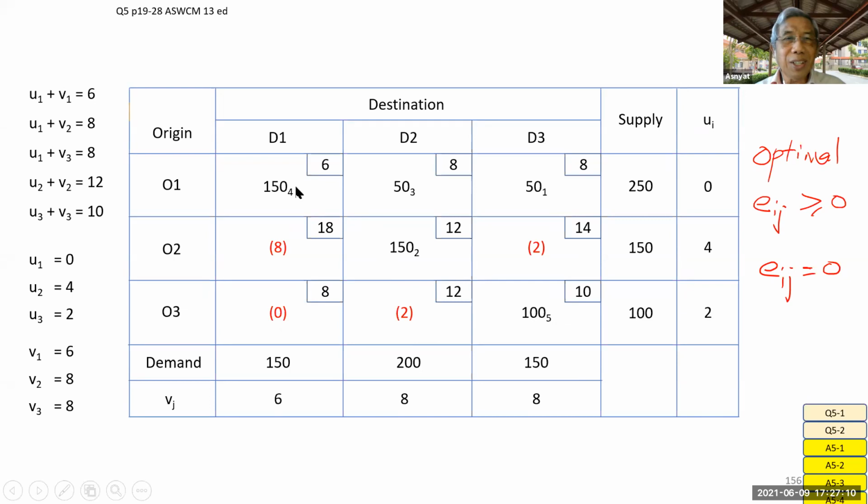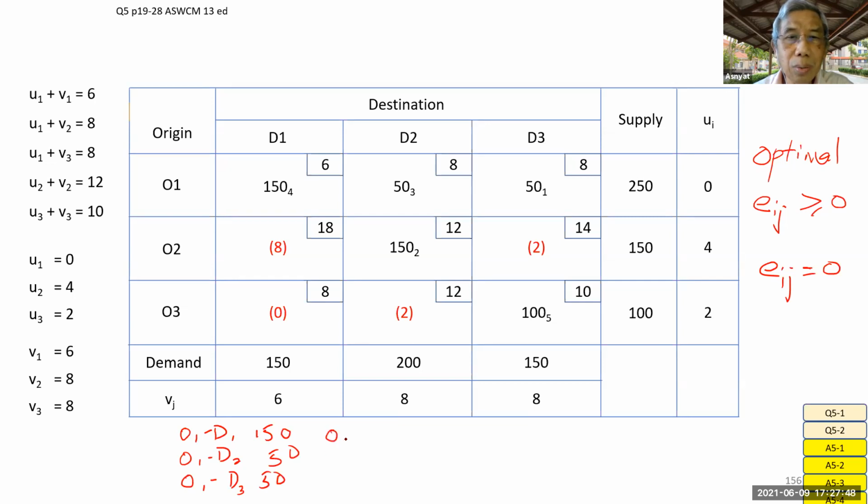It means that this is one solution. Okay, let's solve this one first. What is the total cost? So now your route will be O1 to D1, 150; O1 to D2, 50 units; then O1 to D3, 50 units.